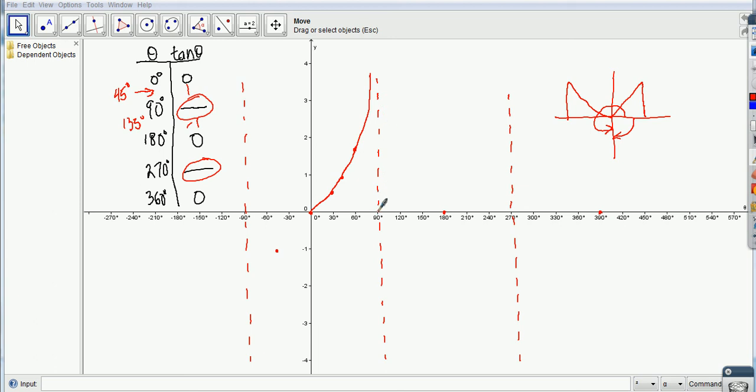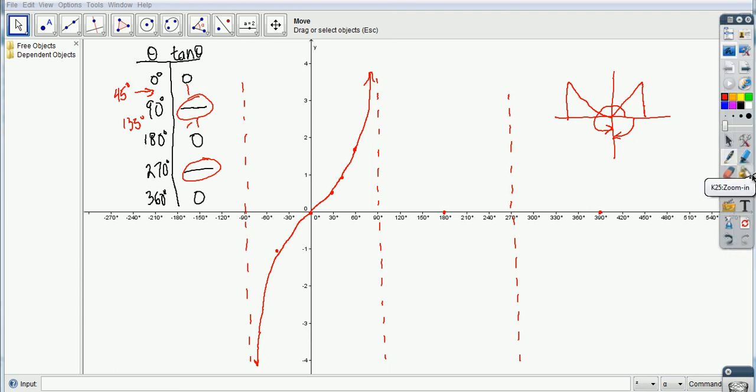And as long as you don't hit 90, it'll keep going up, and it does the same thing down here. Watch. It goes down though, right? Exactly. All right, so that's what the tangent looks like. It gets super close to this, but it never does touch. Yeah, that's what I was thinking.